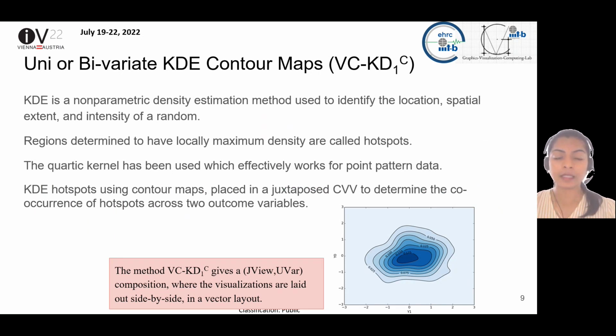Here in the KDE, KDE is a non-parametric density estimation method used to identify a random location, spatial extent, and intensity. Regions determined to have local maximum density are called hotspots. Here we use the quadric kernel known to perform effectively for point pattern data. The quadric kernel density estimator creates a smooth surface for the variation in the density of point events across the specified area.